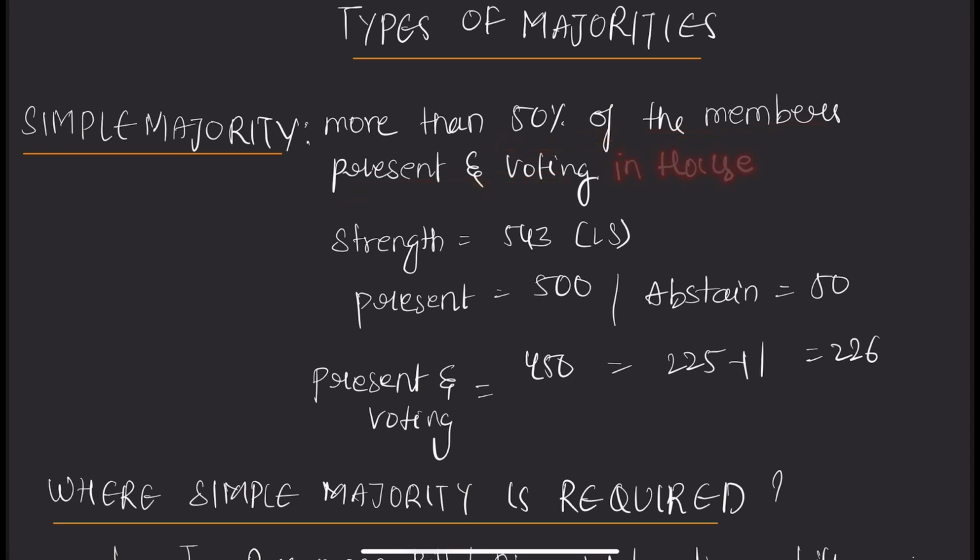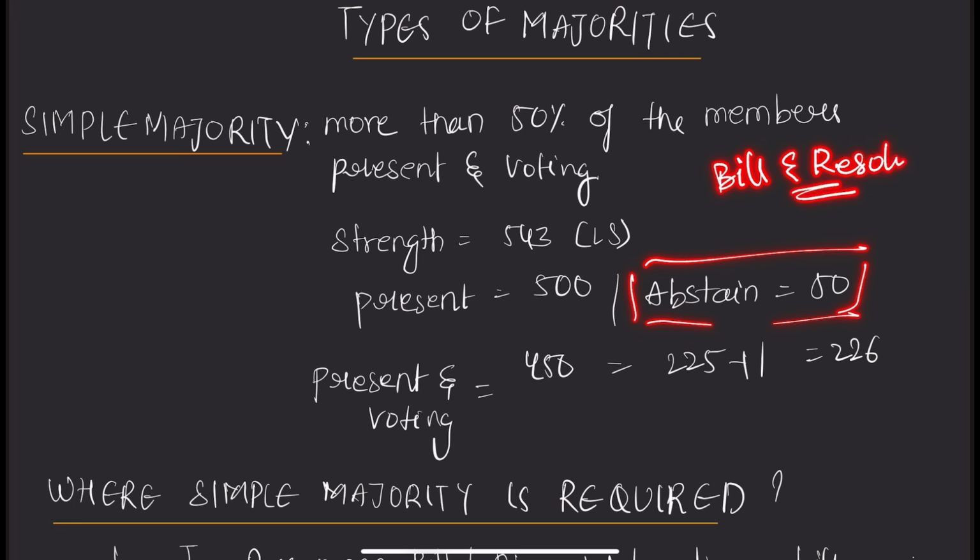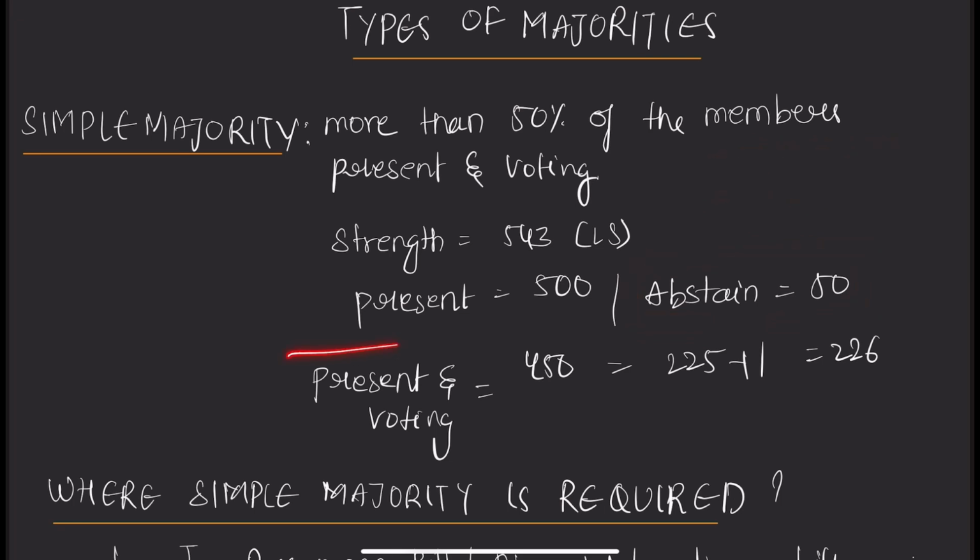For example, if the strength of the House is 543, but the members present are 500, and let's say 50 abstain from voting on a certain bill, or let's say a resolution. So the remaining ones who are actually present and voting will be considered. So it will be 450. Half of 450 will be 225. 225 plus 1 is 226. This 226 is nothing but simple majority.